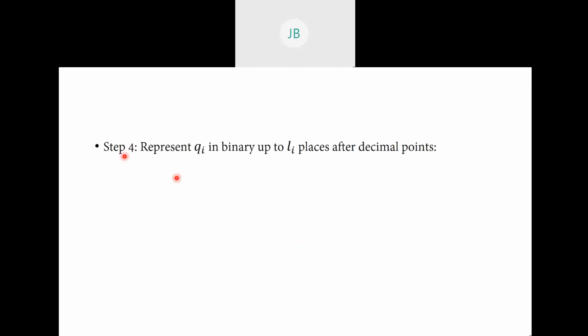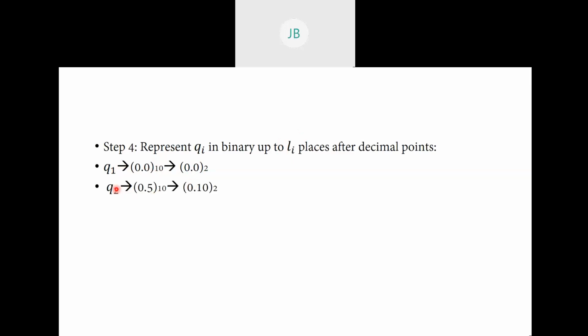And then in the fourth step, since we got the value of Qi, we need to convert it into binary places. So the Q1 value is 0. We have just computed that. That's a value in decimal. We need to convert that into binary. While converting, how many places we need after the point is decided by Li. Since the Li value for the first symbol, that is L1, was 1, we have it 1 0 here.